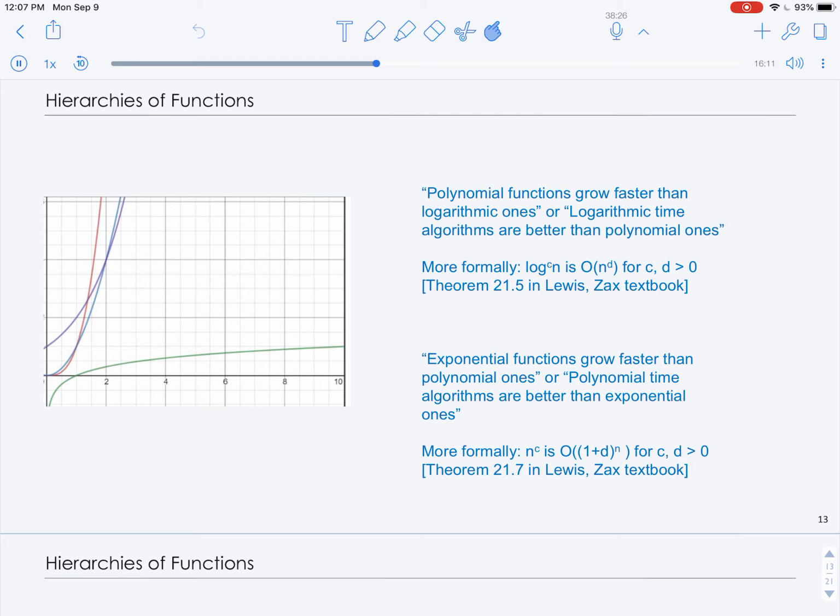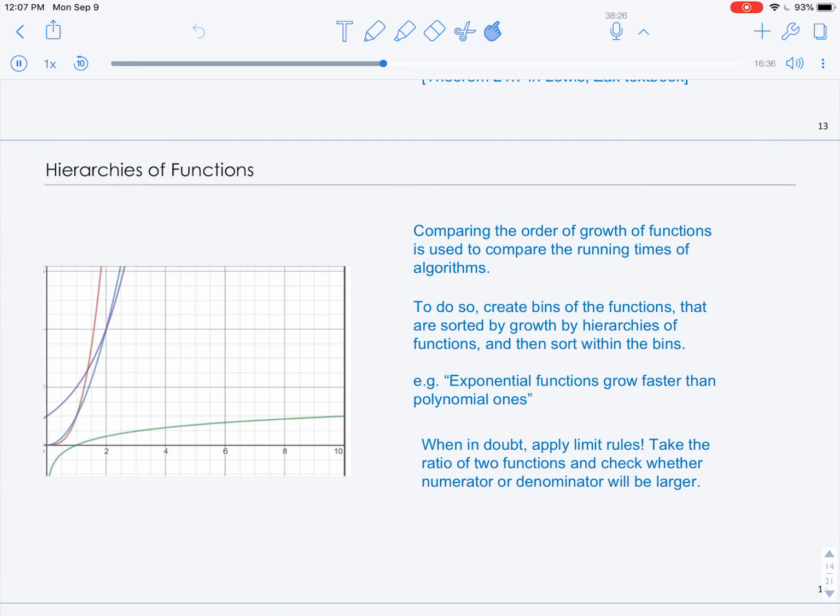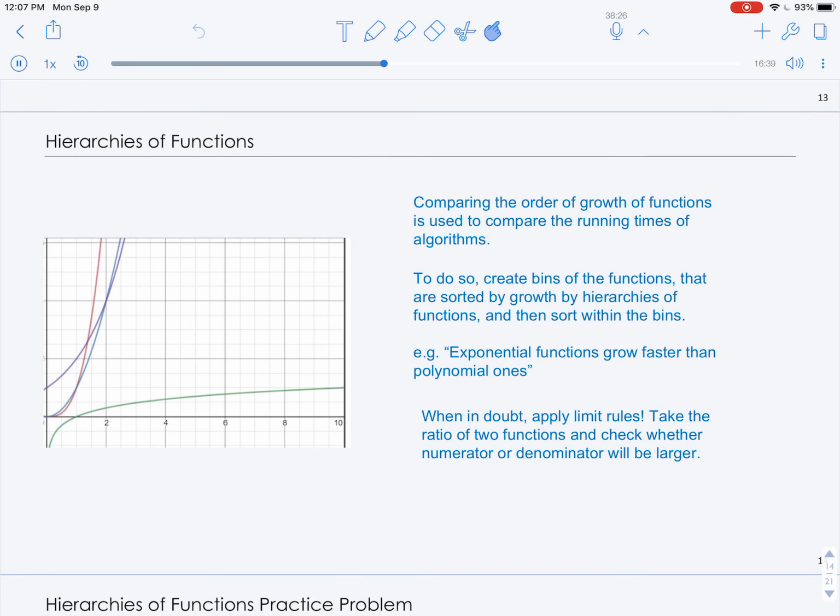Similarly, exponential functions grow faster than polynomial ones, or polynomial time algorithms are better than exponential ones, can also be formally proven, and it's Theorem 21.7 in the required textbook. The proofs both use the limit rule and repeated application of L'Hopital. These proofs actually give us tools when we want to compare the order of growth of functions, for example, when we want to compare the running times of algorithms.